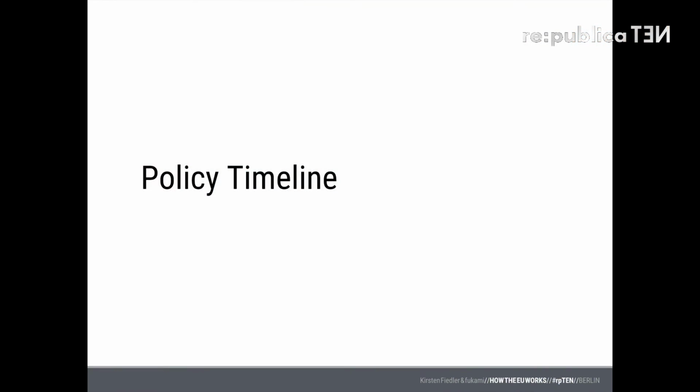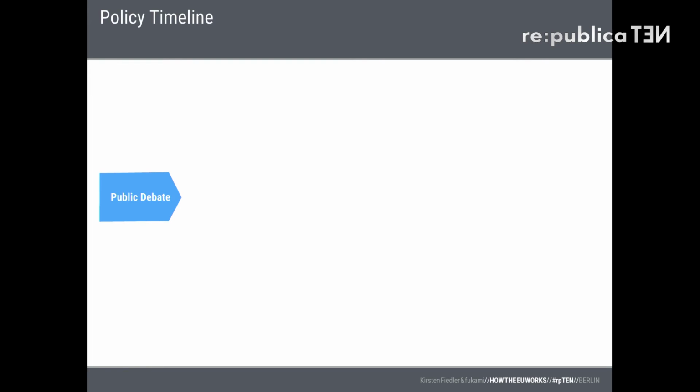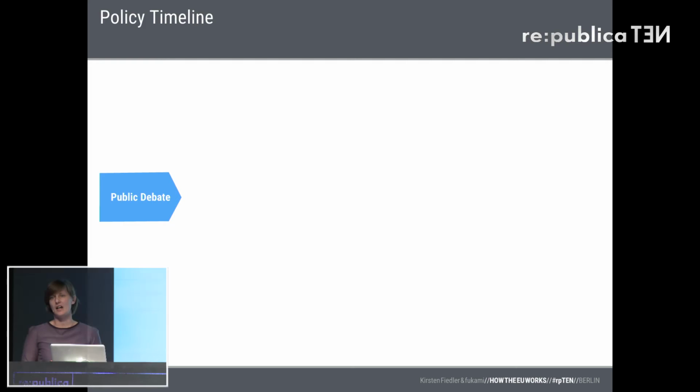Yes, so let's give you an overview of the policy timeline and how laws are actually being made in Brussels. Because, well, now you know who the players are and where the discussions take place. Now we can show you how exactly the policy making works. So everything starts usually with a policy debate, public debate. For example, people complain that, well, data protection rules are completely outdated and they need to be adapted to the digital age.